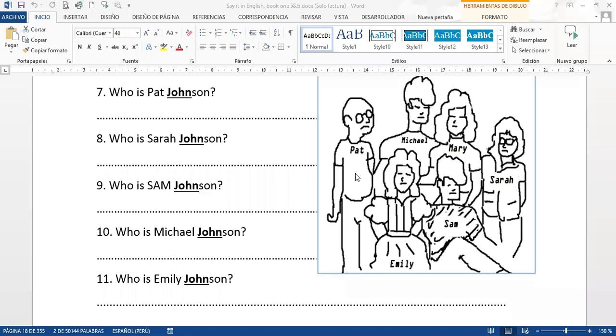Who is the grandfather in the Johnson family? Pat Johnson is the grandfather. Who is the grandmother in the Johnson family? Sarah Johnson is the grandmother in the Johnson family. Okay, so let's see. Tricky questions, negative questions. Is Pat Johnson the son? No, he isn't. He's the grandfather.